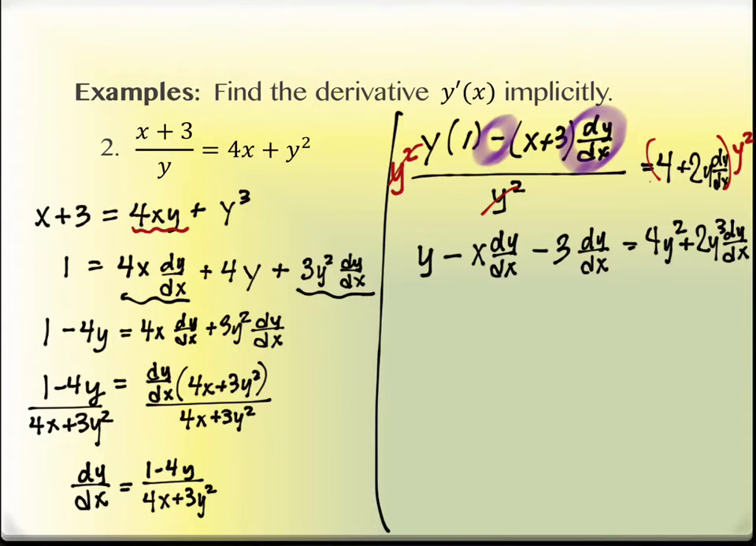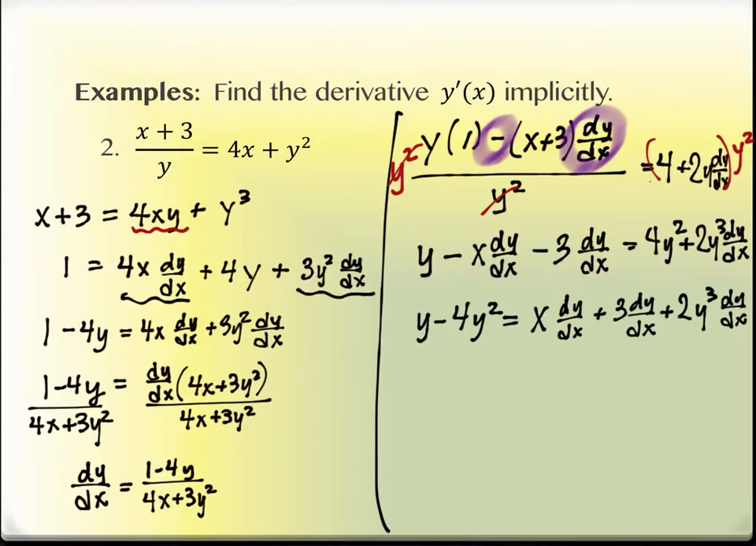What do I need to do? I need to start moving some things. Remember, my goal is to solve for dy/dx, which means I need them all on the same side. At the moment, two of them are here, right? But one of them has shifted over to the other side. So I need to scoot them all to the same side. Just so that they'll be positive, I'm going to move my 4y squared to the left. So I have y minus 4y squared. And I'm going to move the x and the 3 pieces to the right. So I have x dy/dx plus 3 dy/dx plus 2y cubed dy/dx.